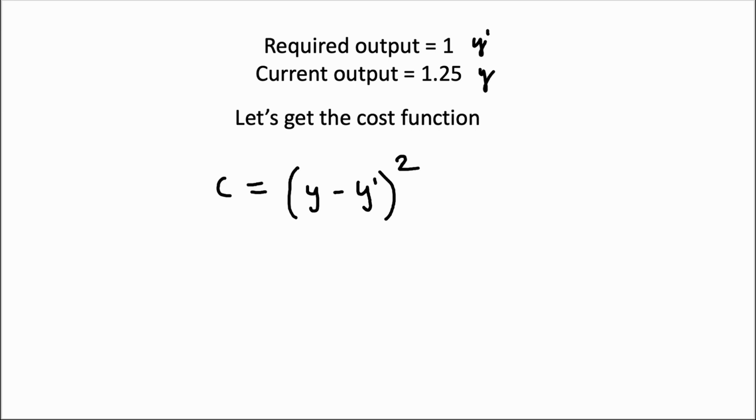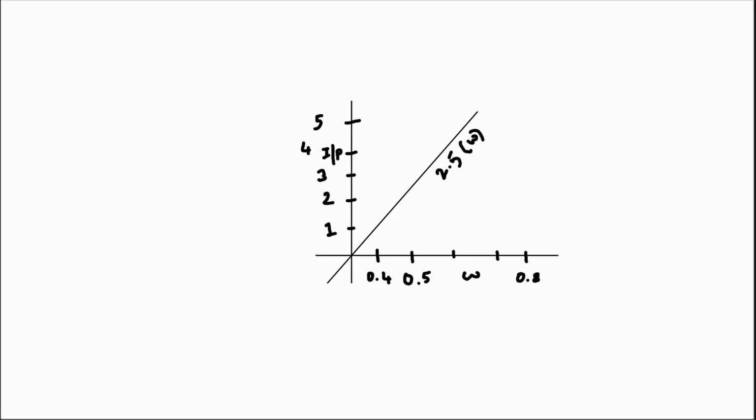So what we got to bring it down is, as discussed in the previous video, we have to get the cost function of this error and bring that down. So C, the cost function, is the current output minus the required output squared. If we plot the activation versus the weight, just to check, we get a graph that looks like this. Right now we're at output 1.25, so we're at weight 0.5. And if we need to slide down to the output 1 that we want, we need to get weight 0.4, right?